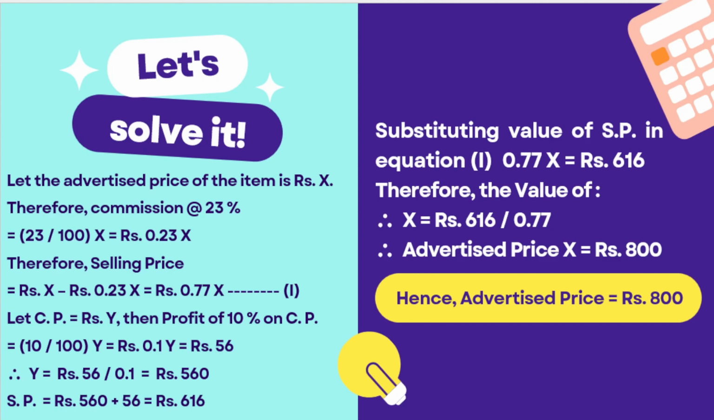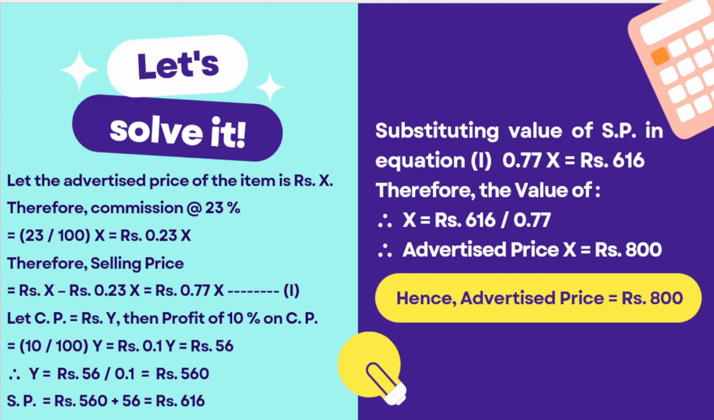Therefore, commission at the rate of 23% can be calculated to be equal to 23 divided by 100 into advertised price x, which comes to rupees 0.23x. Therefore, selling price can be calculated with reference to the advertised price as equal to advertised price of rupees x minus commission of rupees 0.23x, which comes to rupees 0.77x. Let us write this as equation number 1.